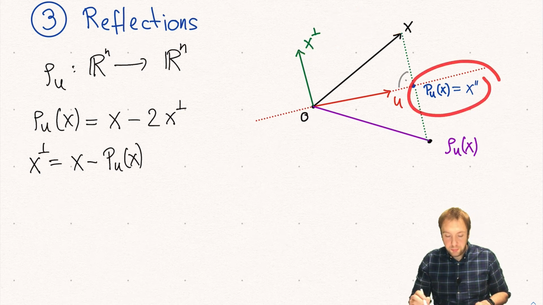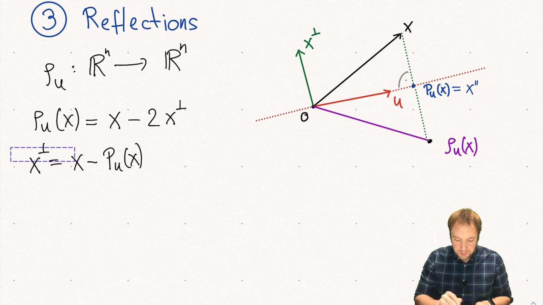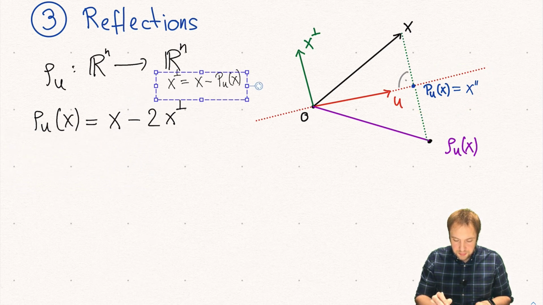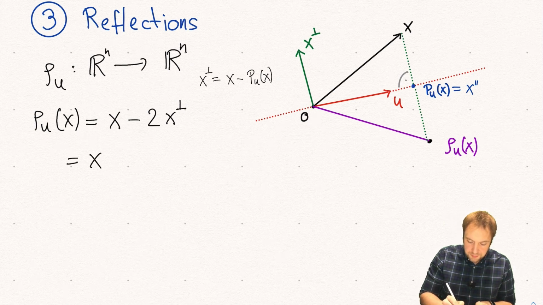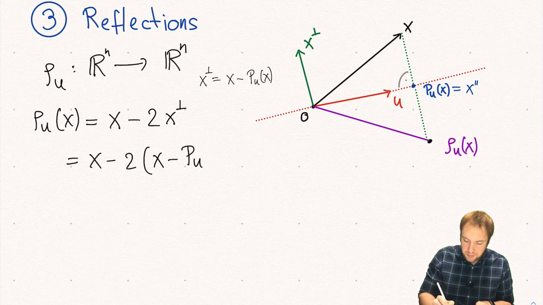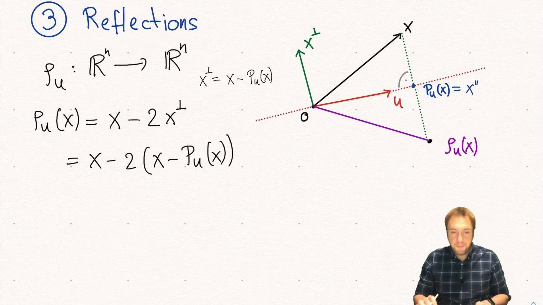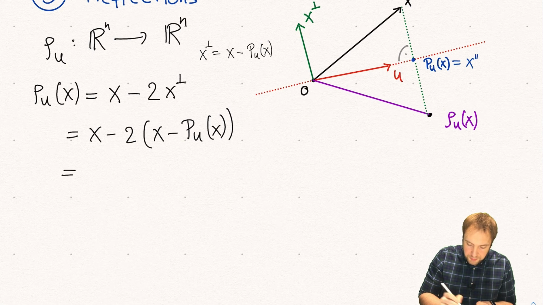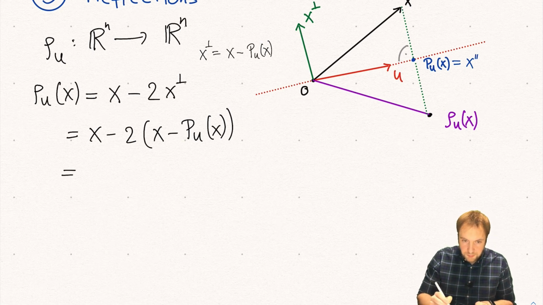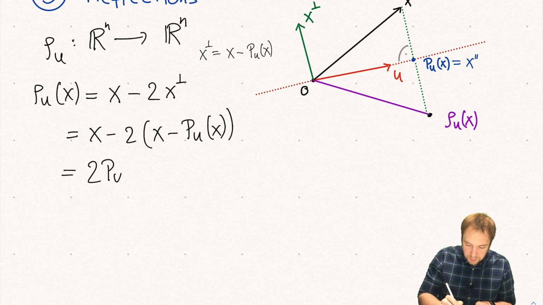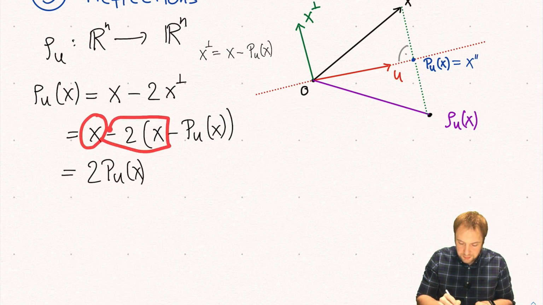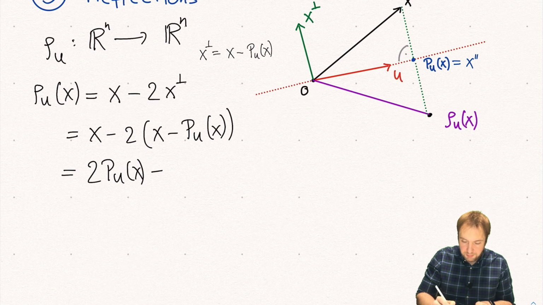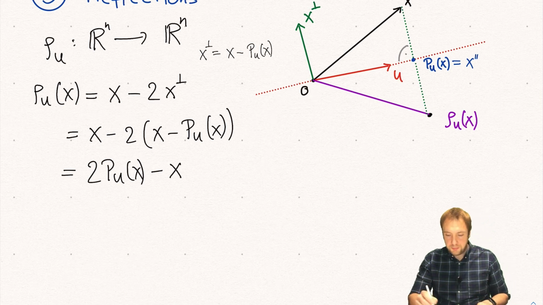And the projection P_u of x we described before explicitly. So let's remember this. We can write this as x minus 2 times (x minus P_u of x). In other words, we have 2 times P_u of x, and here I have x minus 2 times x, so here it's minus x.